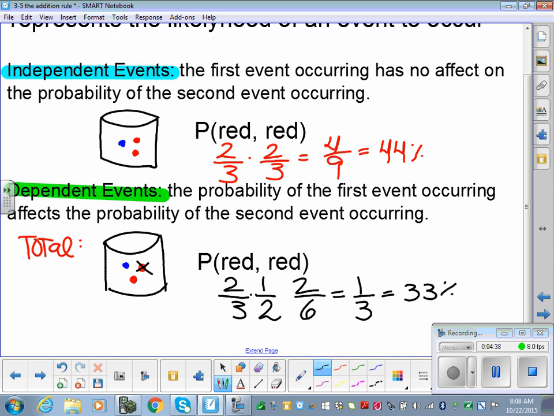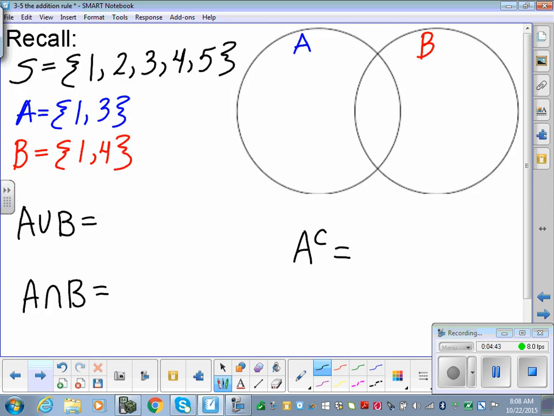Any questions? Do you remember the difference? Do you see it now? Okay, awesome. All right, so then recall, we're going to use this today. That's why I'm going over this.